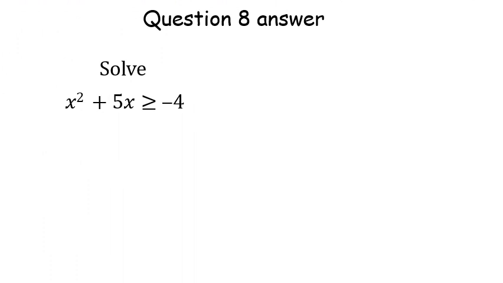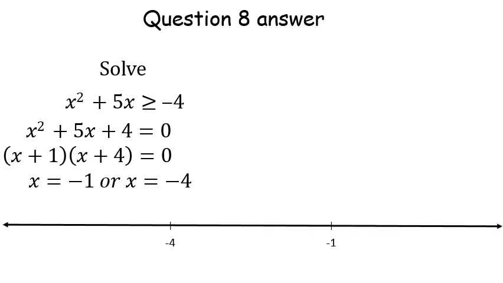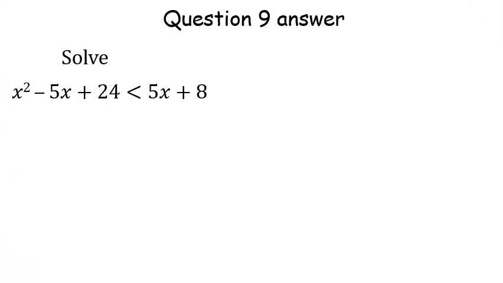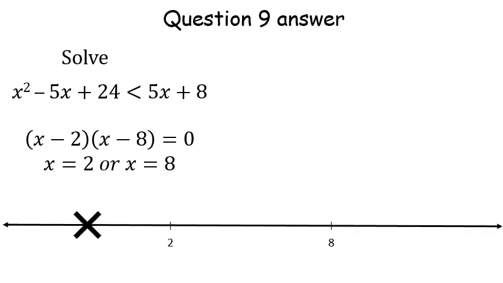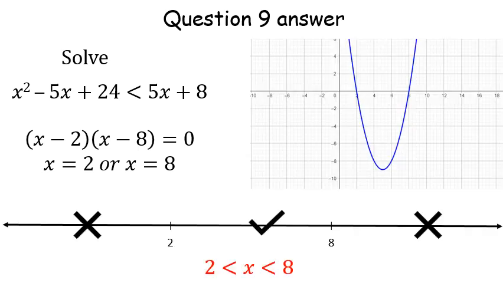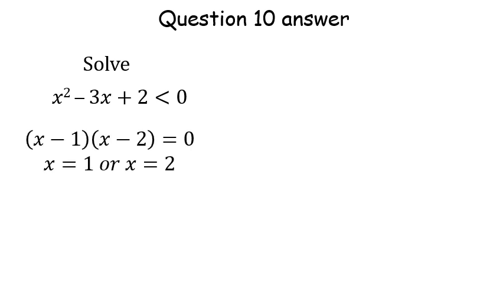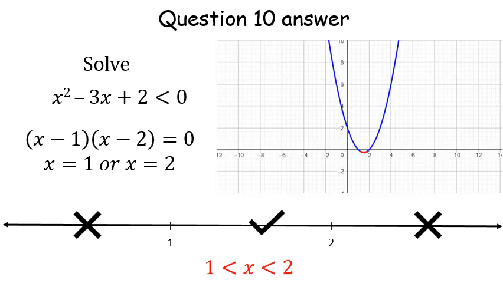Question 8. Solving this inequality as an equation, we get x equals -1 or x equals -4. Checking in between these critical values, we get x is less than or equal to -4 or x is greater than or equal to -1. Question 9. Checking in between the critical values of x is 2 or x is 8, we get x is greater than 2 and x is less than 8. Question 10. Checking in between the critical values of x is 1 or x is 2, we get x is greater than 1 and x is less than 2.